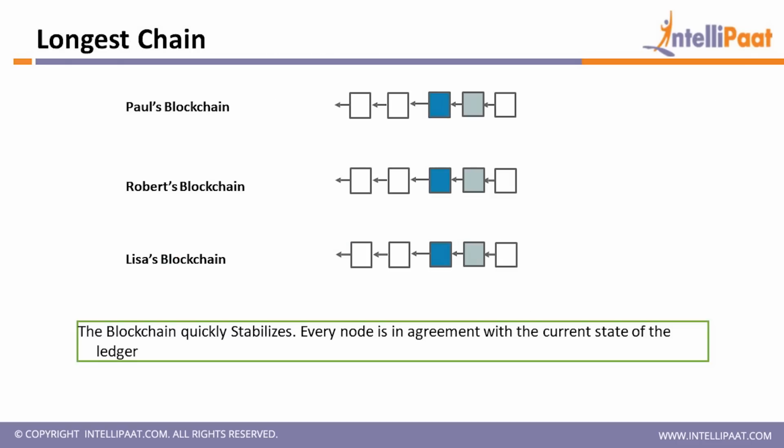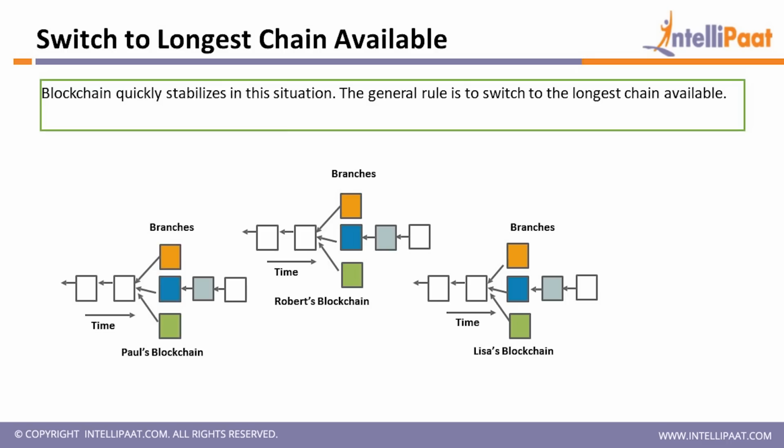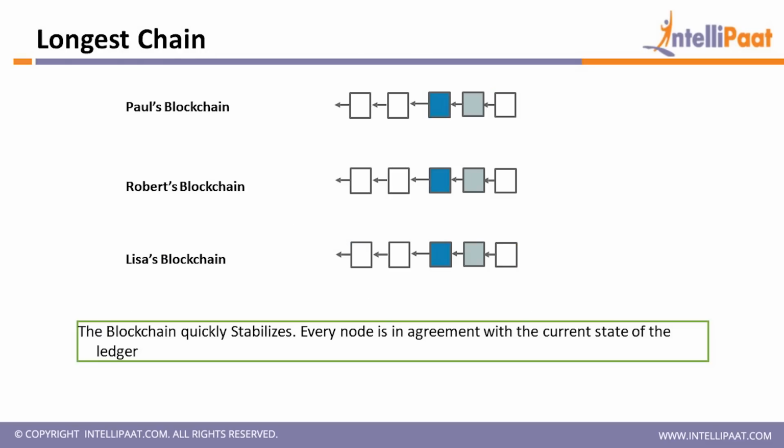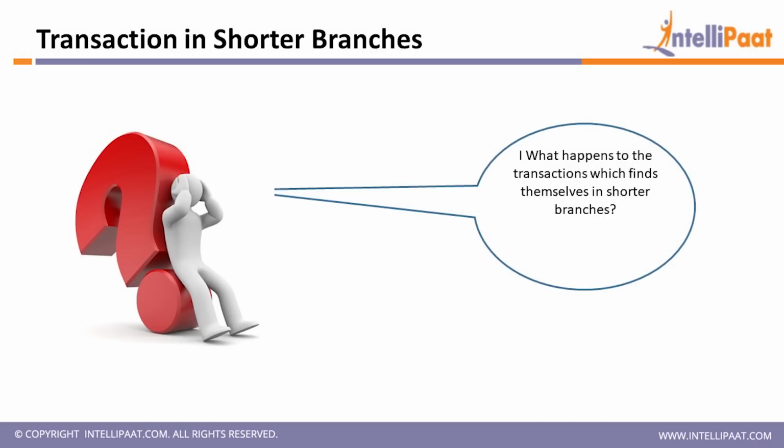If you see from the diagram, Paul, Robert and Lisa have to agree on the longest blockchain that Robert created. Now the blockchain quickly stabilizes. Every node is in agreement with the current state of the ledger. Everyone writes their ledger with the details of the newly added block. Now what happens to the transactions in shorter branches? They were valid transactions, formed from the winner blocks, winner nodes. So whether they will be kept or discarded, let's see.